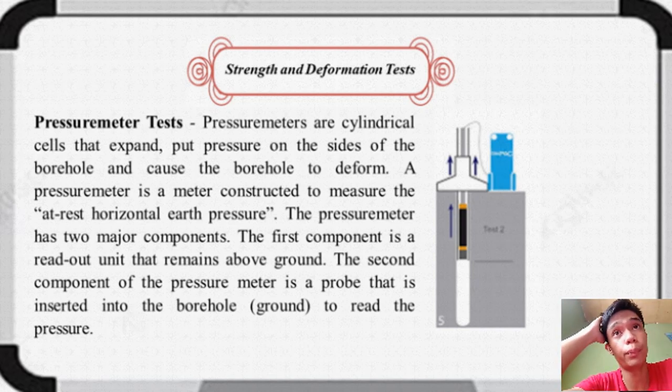So next is the pressure meter test. Pressure meters are cylindrical cells that expand, put pressure on the sides of the borehole and cause the borehole to deform. A pressure meter is constructed to measure the horizontal earth pressure. The pressure meter has two major components. The first component is a readout unit that remains above the ground. The second component of the pressure meter is a probe that is inserted into the borehole to read the pressure.